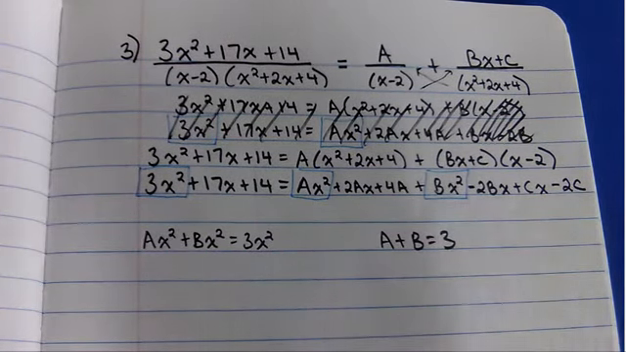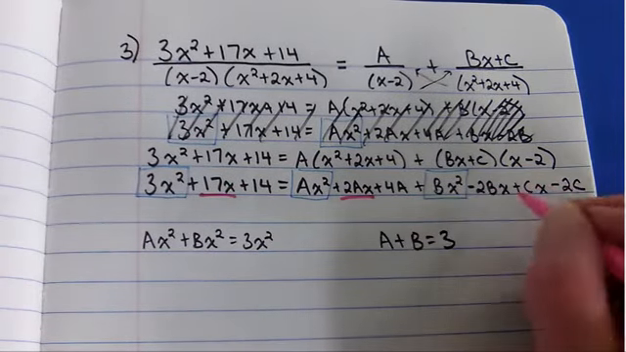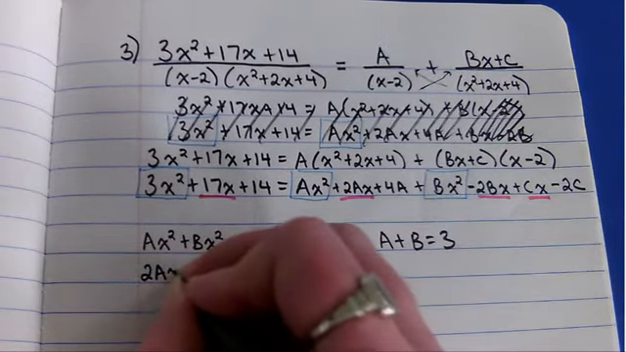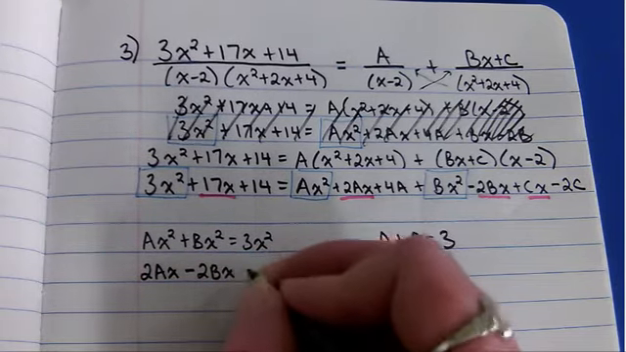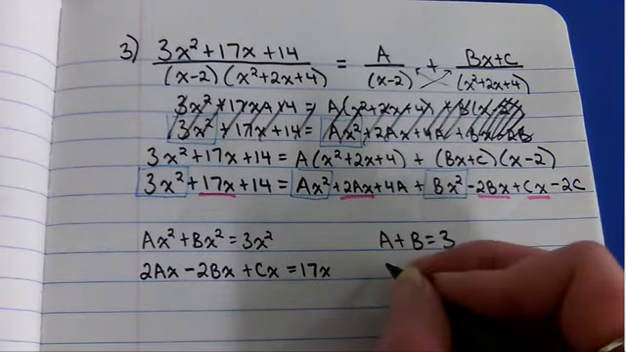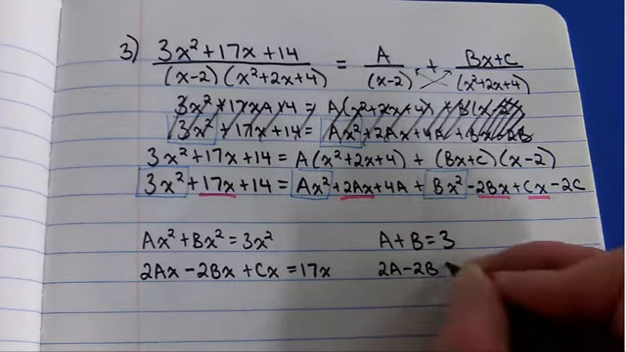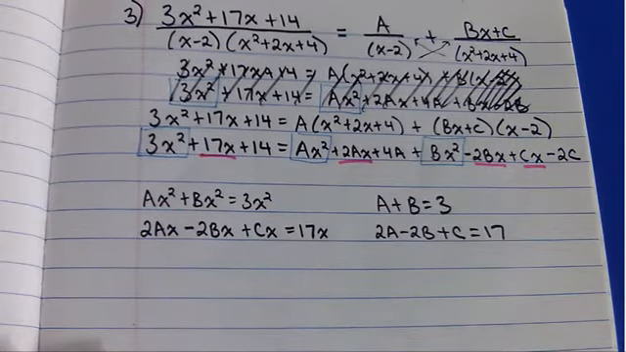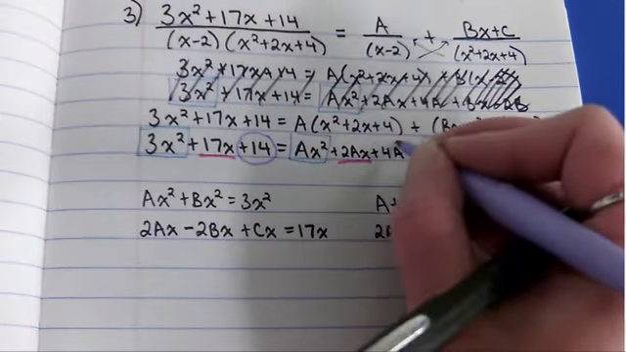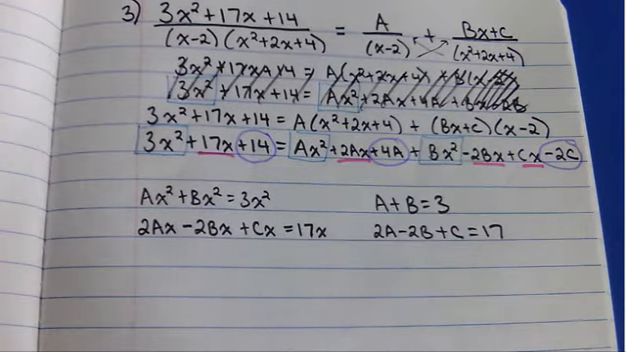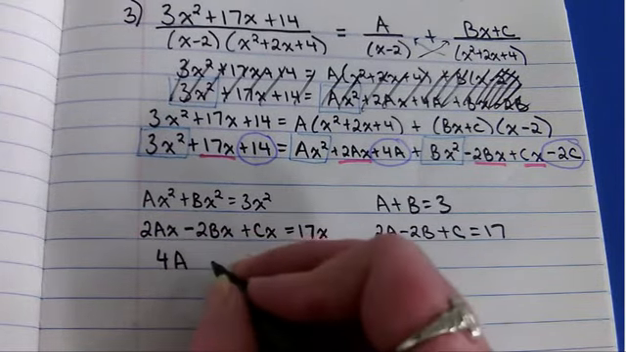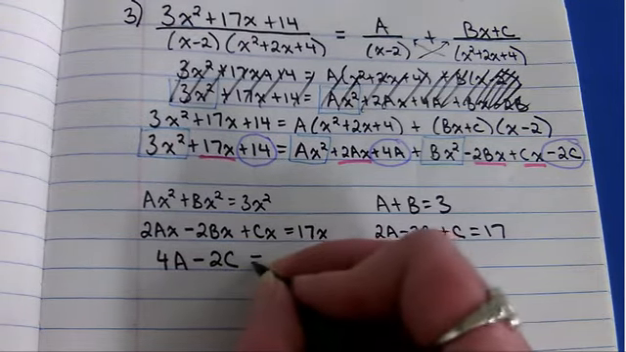Next, I want to look at the x's. This just has an x, this has an x, and this has an x. So 2ax minus 2bx plus cx equals 17x. In other words, 2a minus 2b plus c equals 17. Now I've got the constants, the ones that don't have a variable. And that one gives me 4a minus 2c equals 14.